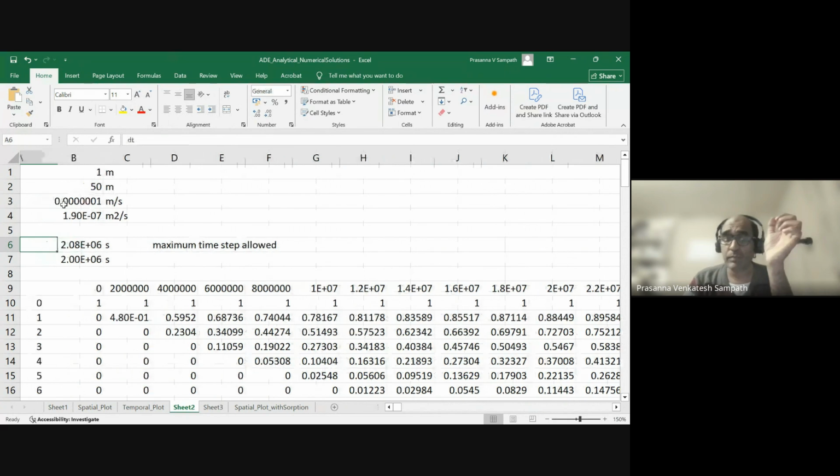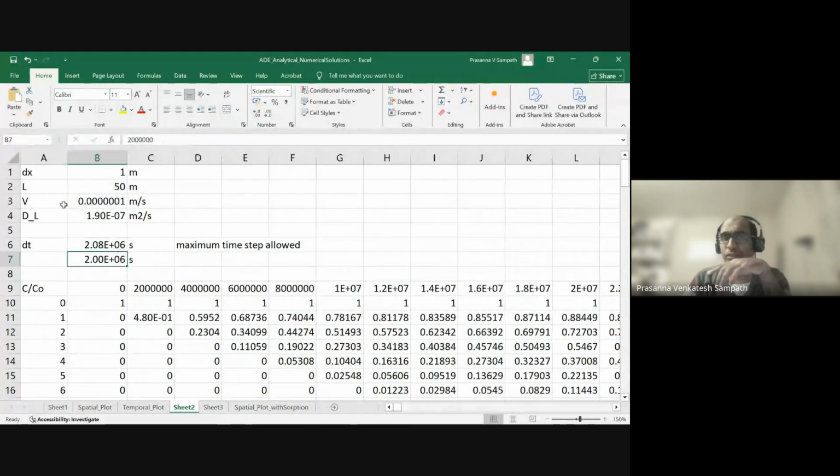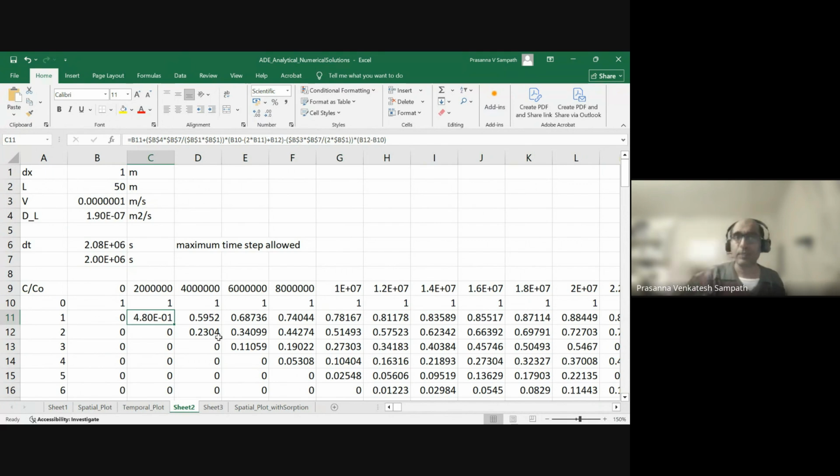As long as the time step is less than the maximum allowed, it doesn't matter which we use. So we have chosen a time step of 2 into 10 power 6. When you look at this Excel sheet, you can easily understand what's going on here. I'll share this Excel file with you so you can also play with it and see what happens when you change the value of delta t.